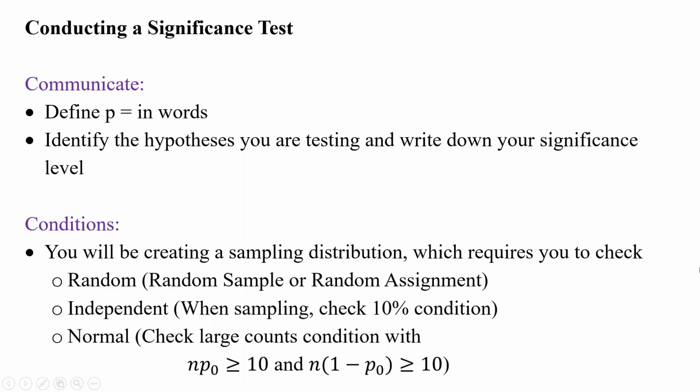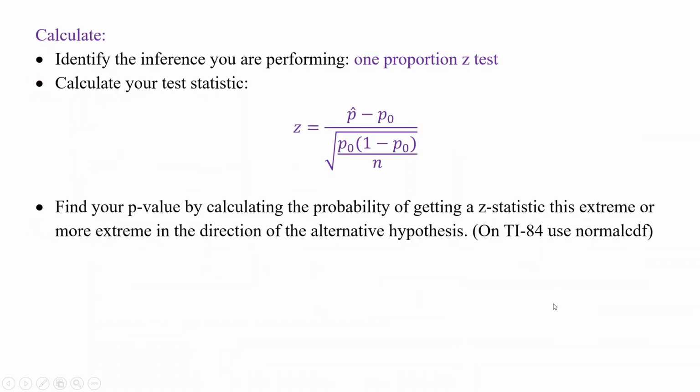Our conditions, random, independent, and normal because we are creating a sampling distribution. And please don't forget, the large counts condition is going to be checked with our null proportion, our claimed proportion from our hypotheses. Our calculate, we're performing a one proportion z-test or a one sample z-test for a proportion, whichever way you prefer to write that. We calculate our test statistic by taking our statistic minus our claimed proportion and we divide it by the standard deviation of our claimed proportion.